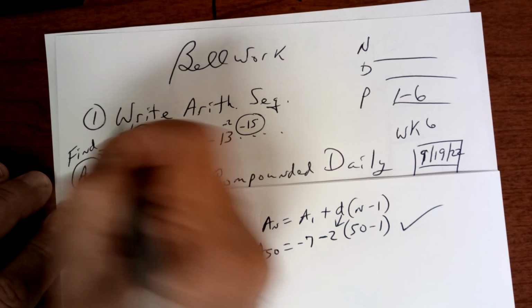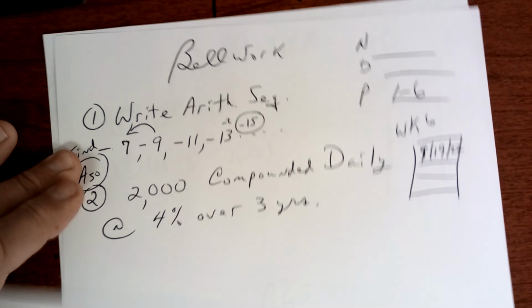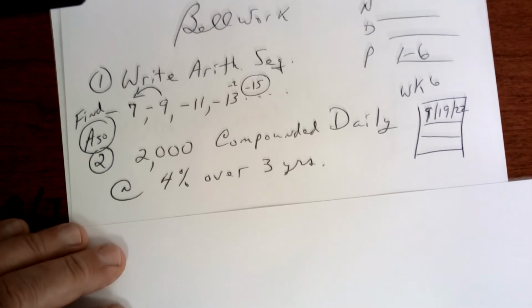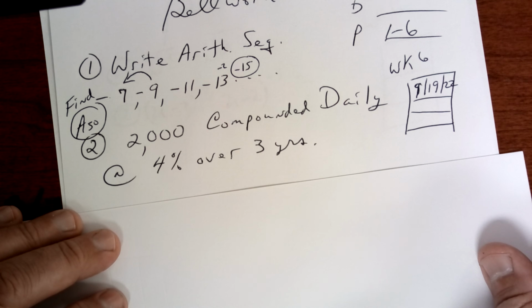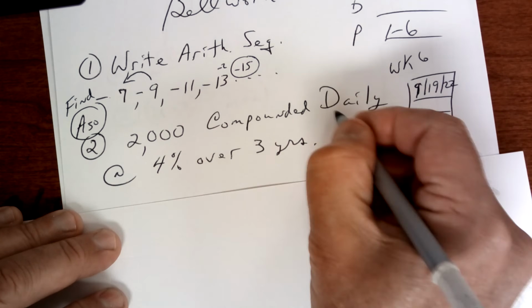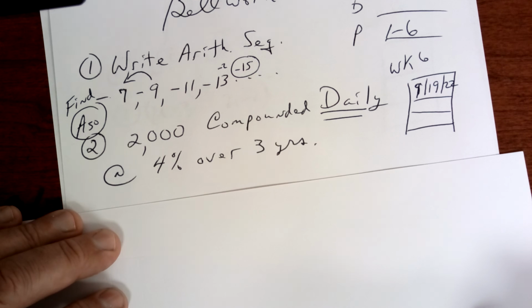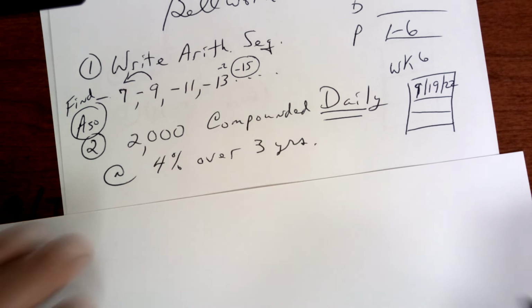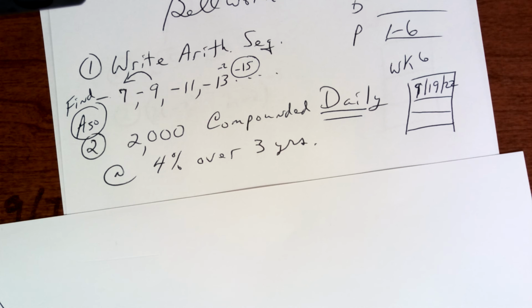Okay. This one right here, you have $2,000 and it's compounded daily. So daily you're going to be dividing by 365. Okay? So you've got to do the formula for compound interest. All right, so let's see if we can find that real quick.